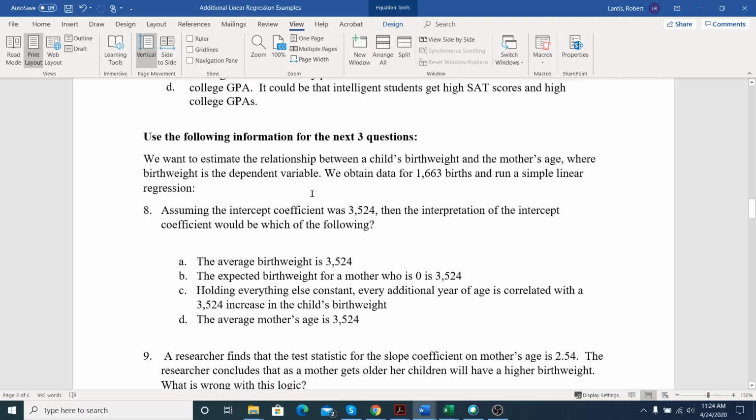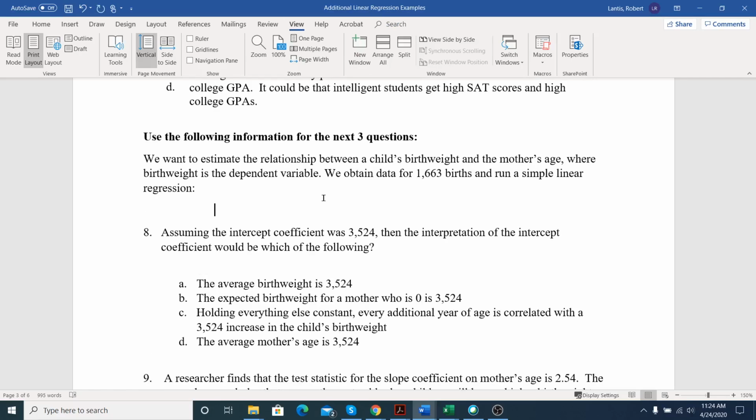I'd probably be a little bit less likely to present the information to you this way. The only way I would give you something like this is if I asked you to select the correct estimation equation, knowing that the dependent variable is your y variable, then you'll have your intercept plus the coefficient times whatever the independent variable is, which here is mother's age, right?